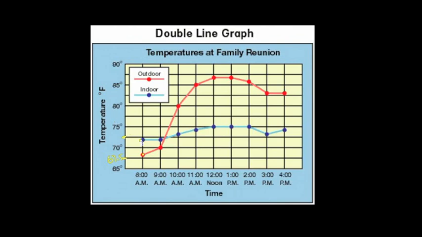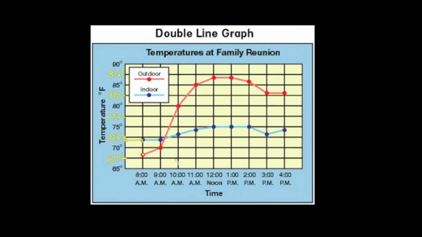So at the same time, indoors, it was about 72 degrees. Okay? So you go up to the point, you go across, you figure out where you are. So this is 77.5. This is 72.5, this line. 82.5. Okay, so you just got to find out.